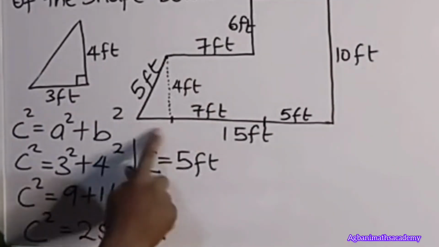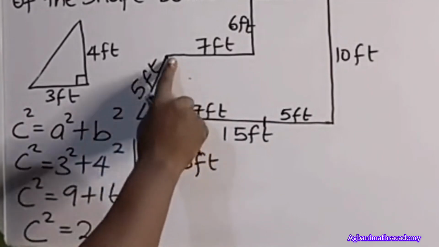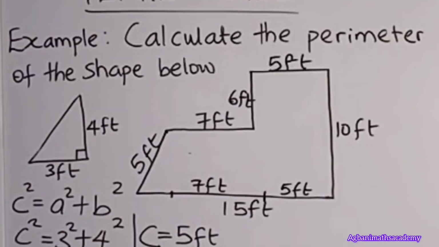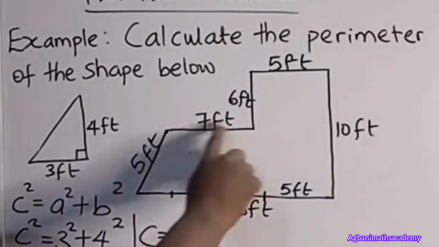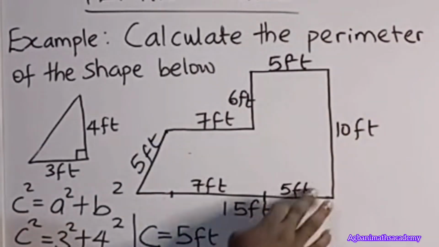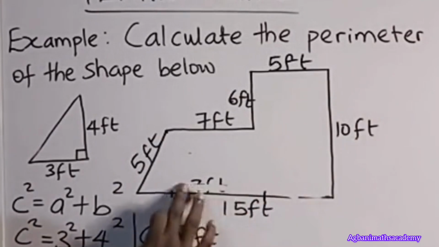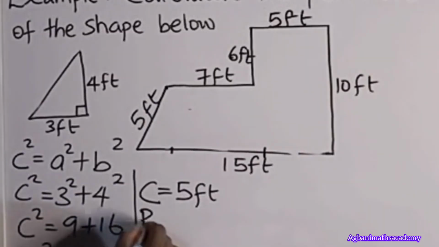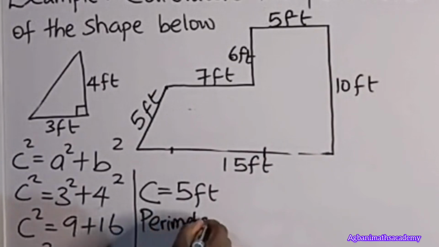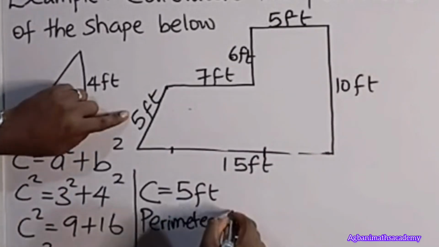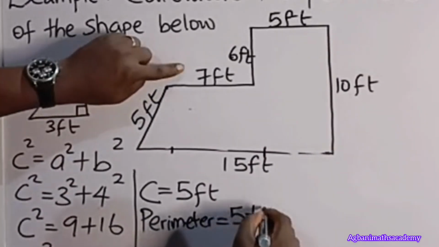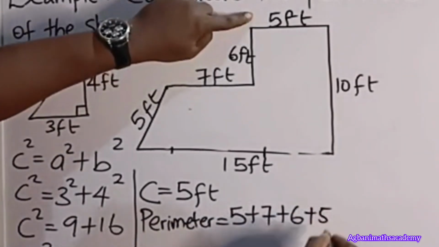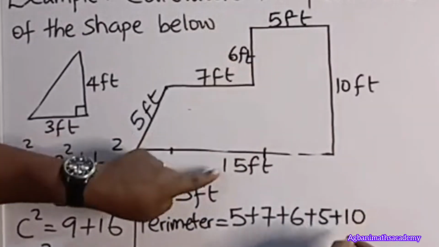So we don't need this anymore. We don't need this anymore. So that we don't get confused. So now we can find the perimeter. The perimeter is simply the sum of all these sides. We don't need this, so I don't get confused. We don't need this. Okay. So perimeter is equal to 5 plus 7 plus 6 plus 5 plus 10 plus 15.